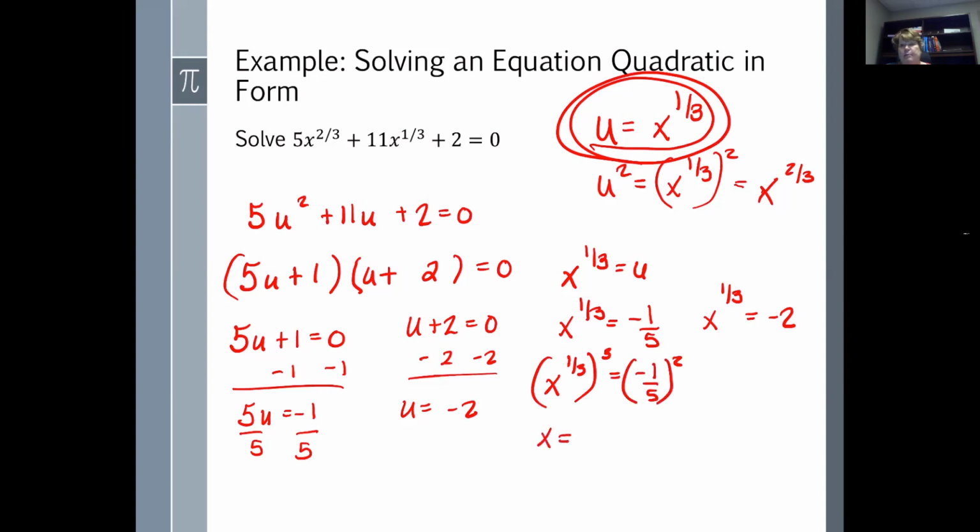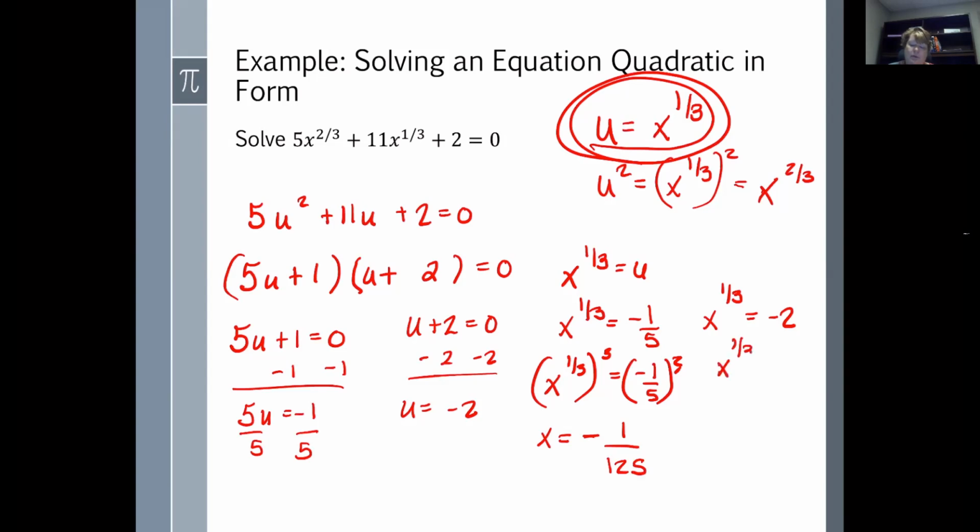All right, when I raise a fraction to an exponent, I raise both the numerator to that power and the denominator. A negative raised to the 3rd power is going to be negative. Negative times negative times negative is negative. Raise 1 to the 3rd power, I get 1. Raise 5 to the 3rd power, I get 125. So there's one solution. Do the same thing over here.